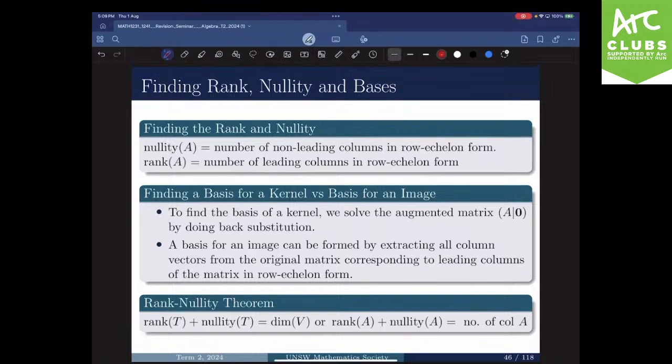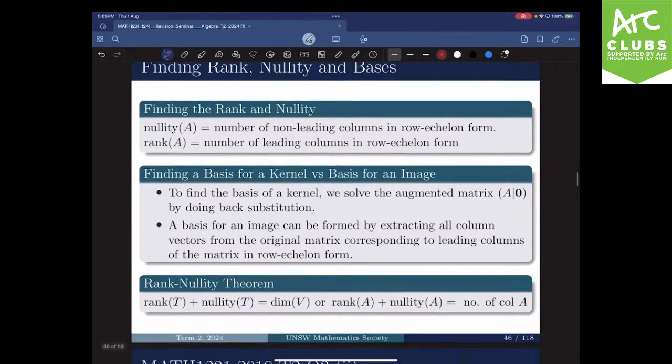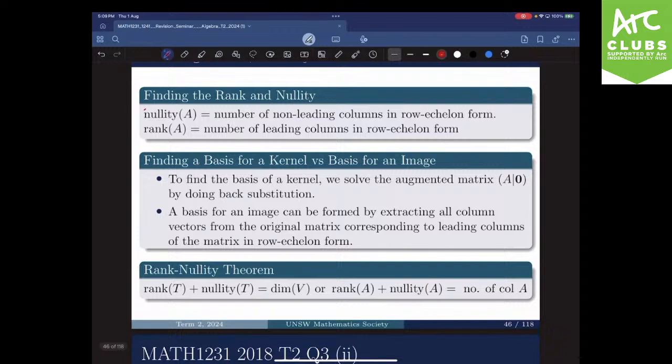And so if we want to find the basis of a kernel, we solve the augmented matrix, as you've seen before. Then we can develop a basis for the image by looking at which columns are leading columns under our row echelon form, and taking those columns to be our basis for the image. And from this, you can deduce the rank-nullity theorem: the rank of T plus the nullity is the dimension of V, or for some matrix A, the rank of A plus the nullity of A is the number of columns of A.